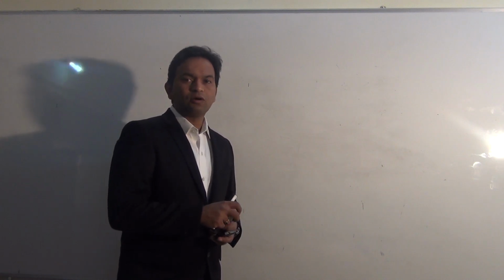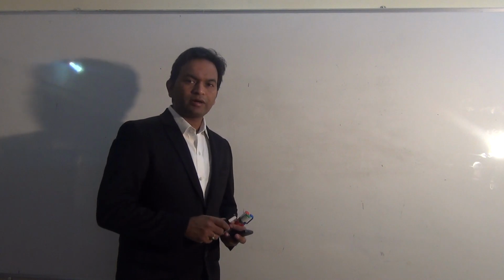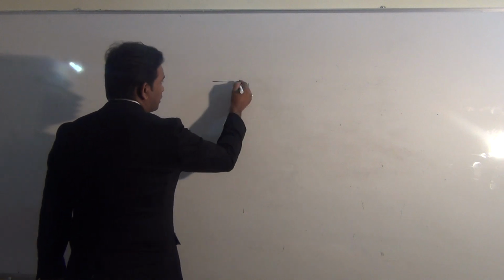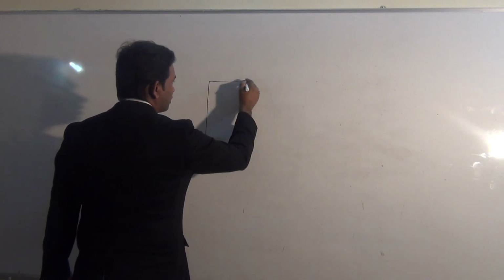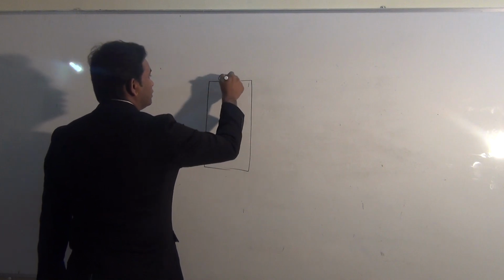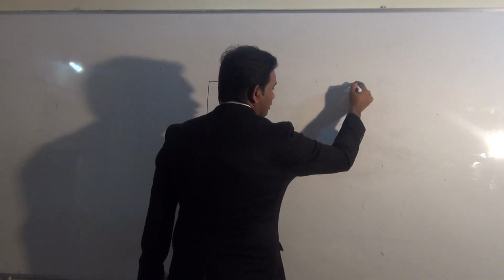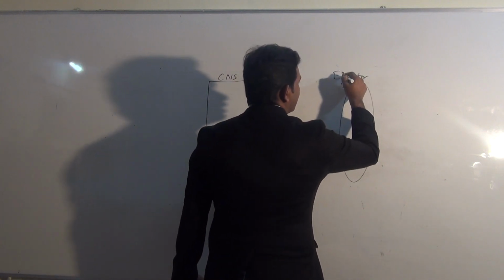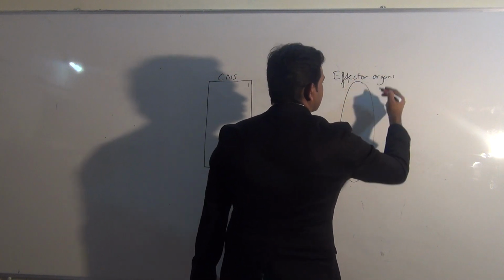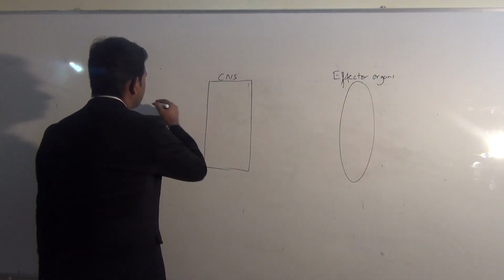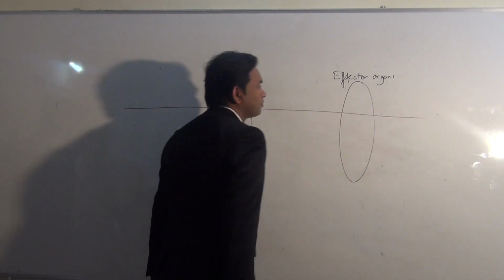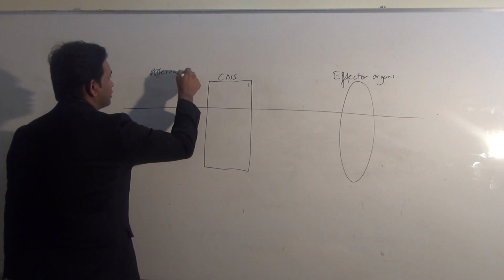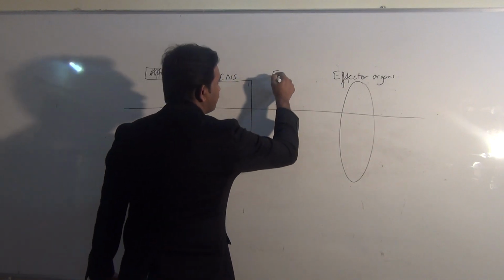Now we'll discuss the general outline of somatic nervous system and the autonomic nervous system. We'll compare them. This is CNS. These are representing the effector organs. Now, this is the afferent pathway. This is the efferent pathway.